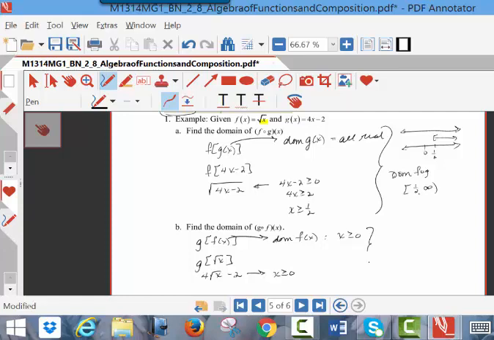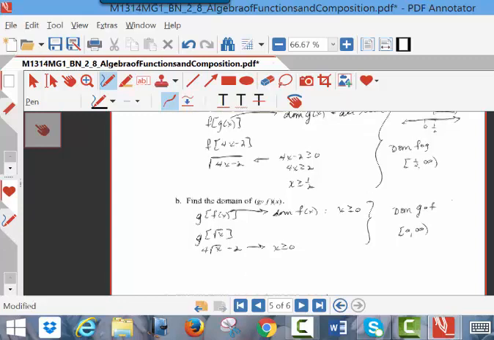So when I look at both of these combined, what is it going to be? Greater than or equal to 0, right? So 0 to infinity. So you can see the domain is different. Yeah, I can scroll it up. There you go.